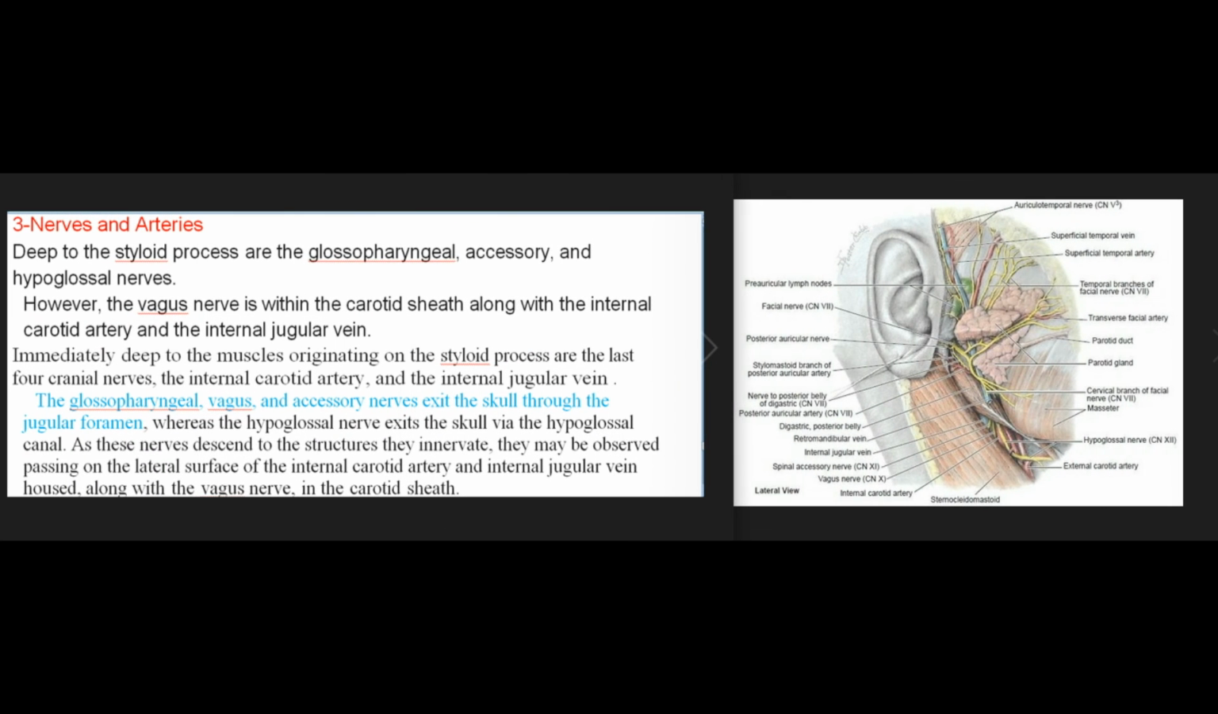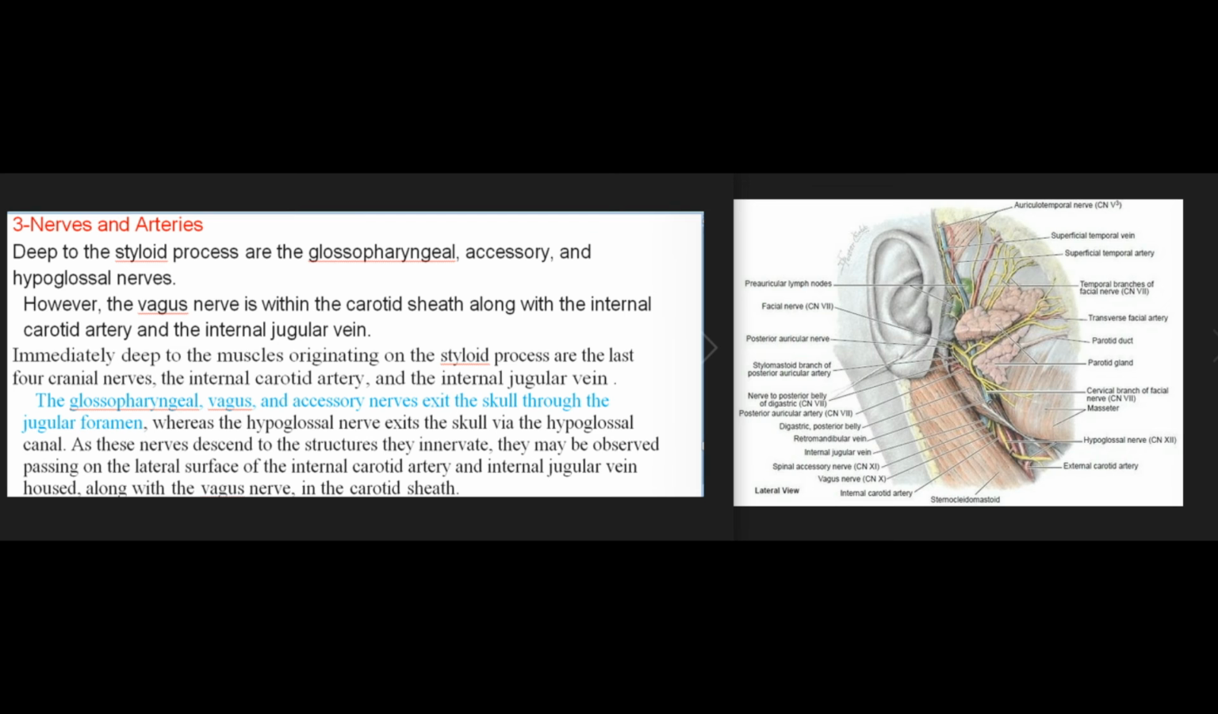3. Nerves and arteries deep to the styloid process are the glossopharyngeal, accessory, and hypoglossal nerves. However, the vagus nerve is within the carotid sheath along with the internal carotid artery and the internal jugular vein. Immediately deep to the muscles originating on the styloid process are the last 4 cranial nerves, the internal carotid artery, and the internal jugular vein. The glossopharyngeal, vagus, and accessory nerves exit the skull through the jugular foramen, whereas the hypoglossal nerve exits the skull via the hypoglossal canal.